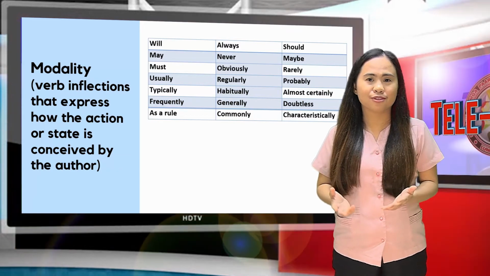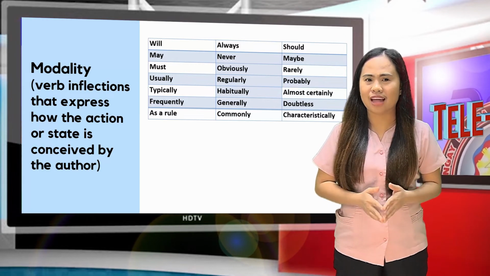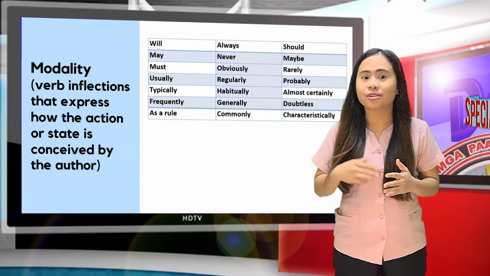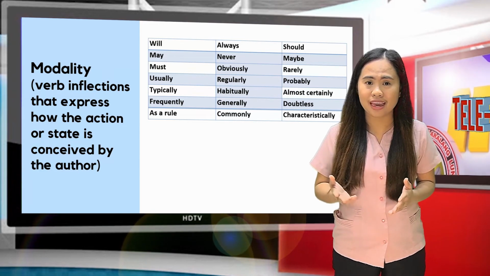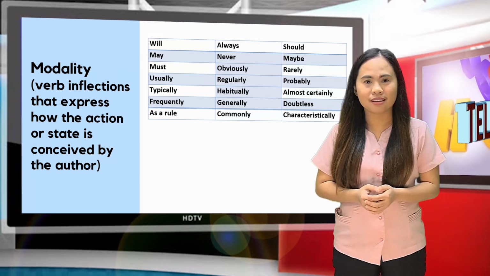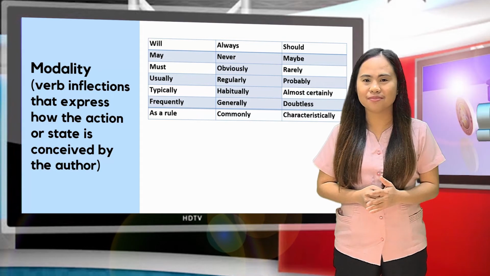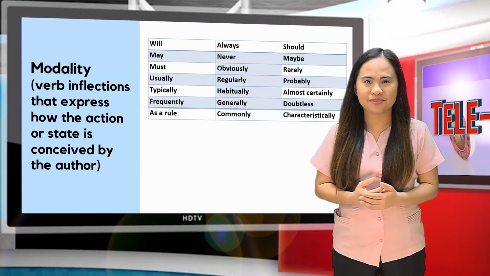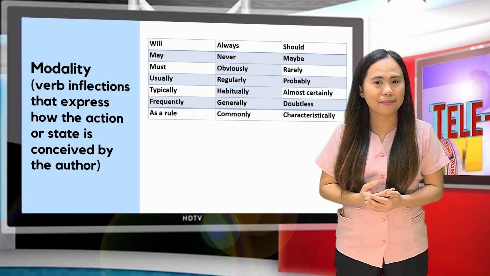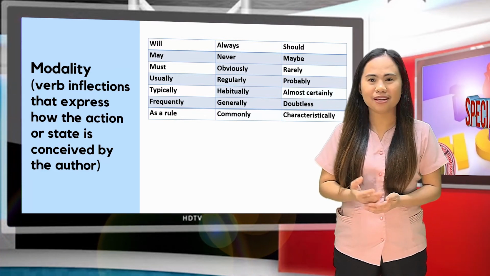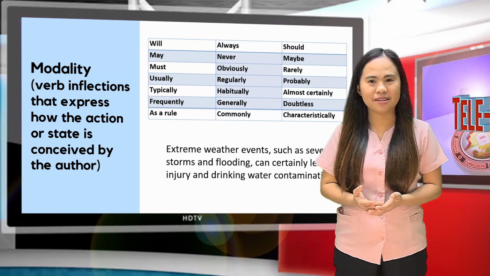Here are some examples of modalities that we can use. These are also the verb inflections that express how the action or state is conceived by the author. We can use will, may, must, usually, typically, frequently, as a rule, always, never, obviously, regularly, habitually, generally, commonly, should, maybe, rarely, probably, almost certainly, doubtless, and characteristically.